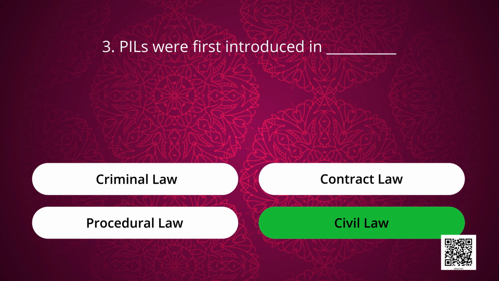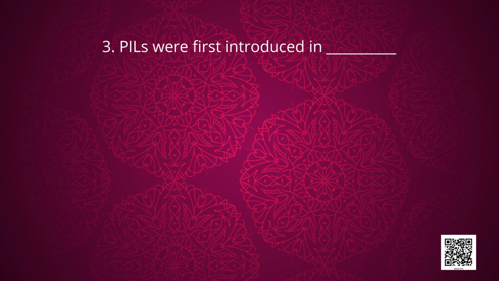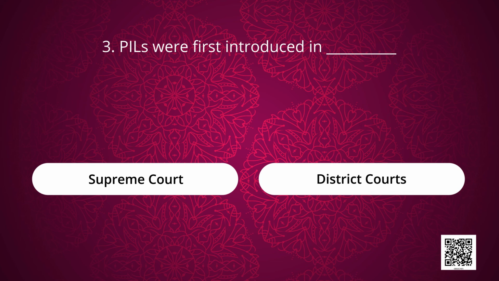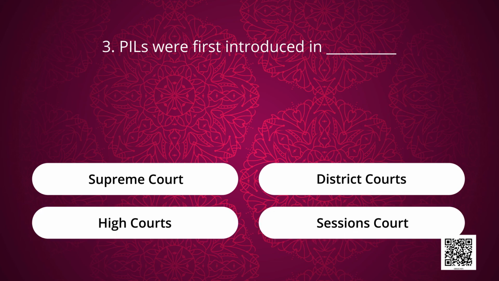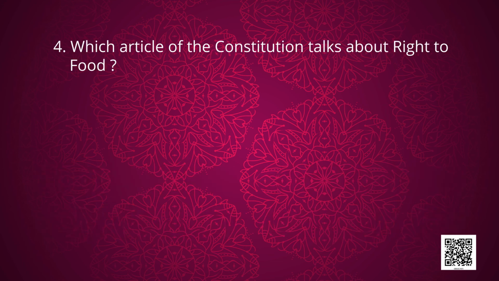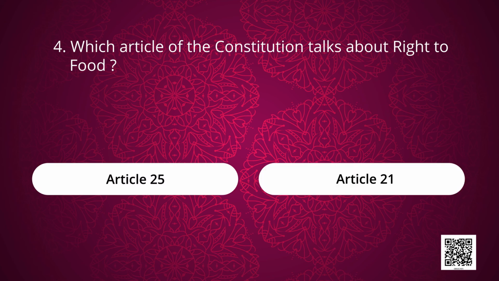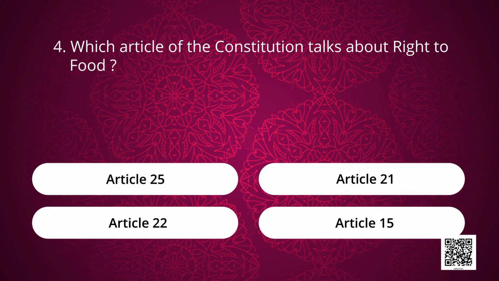The third question is, PILs were first introduced in, and the options are Supreme Court, District Courts, High Courts or Sessions Courts. And the correct option is yes, Supreme Court. Now the next question, which article of the Constitution talks about right to food? And your options are Article 25, Article 21, Article 22 or Article 15. And the correct option is yes, Article 21.